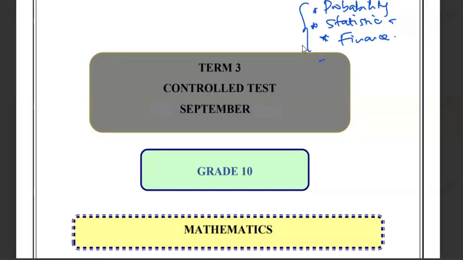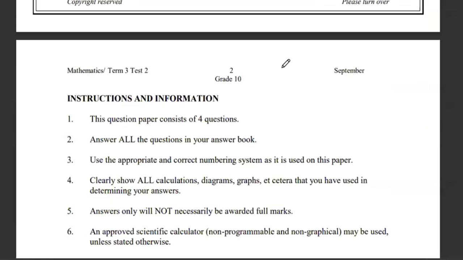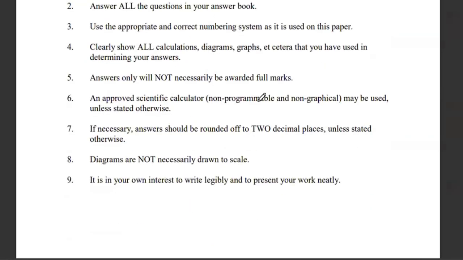Now, some examiners could include the trig, especially the graphs, and then the 2D, to solve triangles. But in this case, we're not going to touch this because in our first test, we saw that aspect. All right, so let's dive into the paper. They're telling us that we have 4 questions and we need to answer all the questions. Show the numbering system as indicated on the paper. Calculations must be shown. Use a calculator, 2 decimals, and all of that.